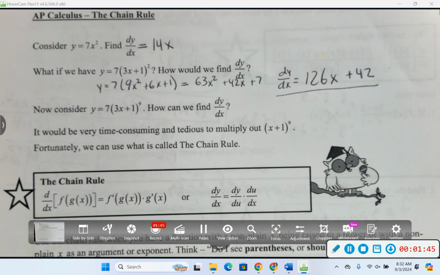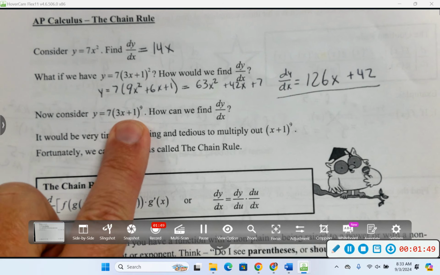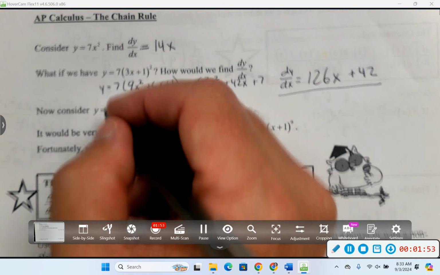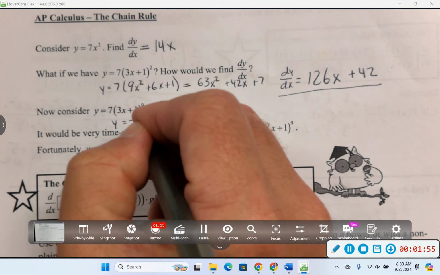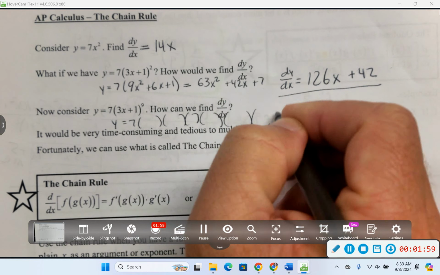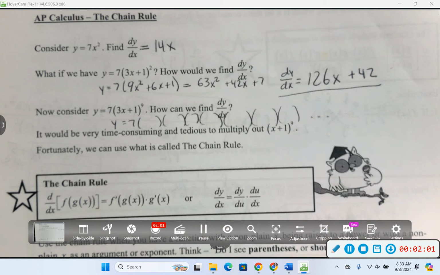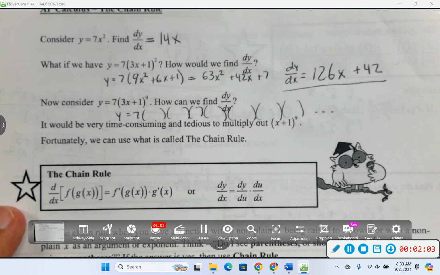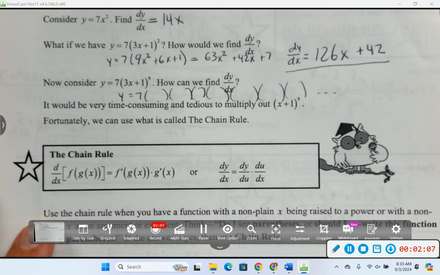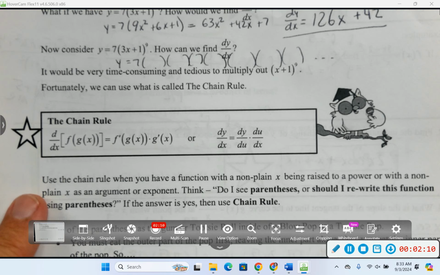Okay, so that wasn't terrible, but if we had 7 times (3x plus 1) to the 9th, how would we find dy/dx? Well, you'd first have to do 7 times (3x plus 1) times (3x plus 1) times (3x plus 1), 9 times. That's not fun. Fortunately, there's a thing called the chain rule.